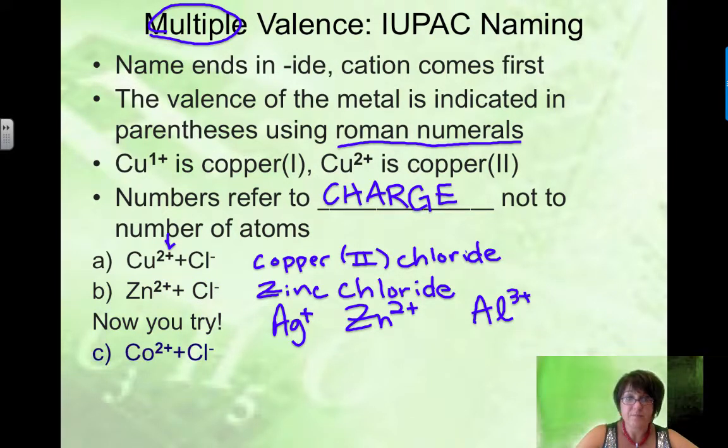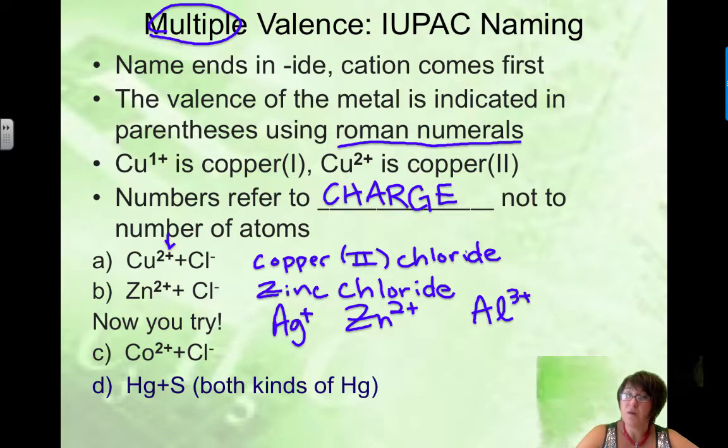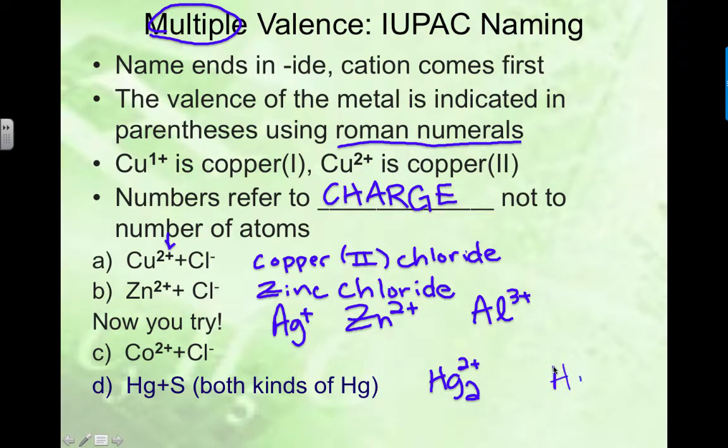Okay, now it's your turn. Give these ones a try. Oh, but with mercury, be super careful. I want you to do both kinds. There's mercury 1, that is diatomic. That's mercury 1. And then this is the formula for mercury 2, which is monatomic. So be careful. I'll be checking in class to see how you did with those.